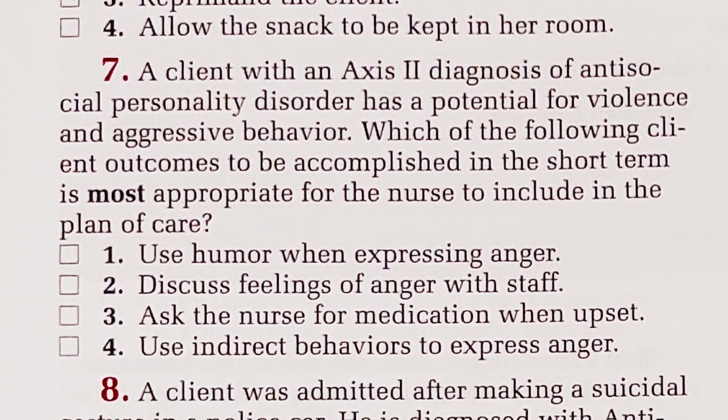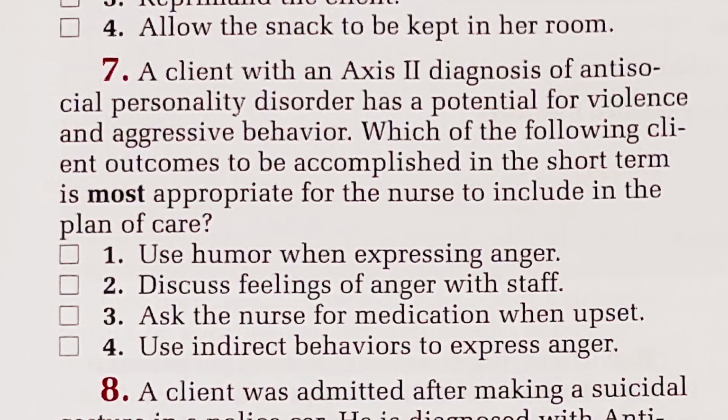Question 7. A client with an Axis 2 diagnosis of antisocial personality disorder has a potential for violence and aggressive behavior. Which of the following client outcomes to be accomplished in the short term is most appropriate for the nurse to include in the plan of care? Is it use humor when expressing anger? Oh, I think that would make them more mad.